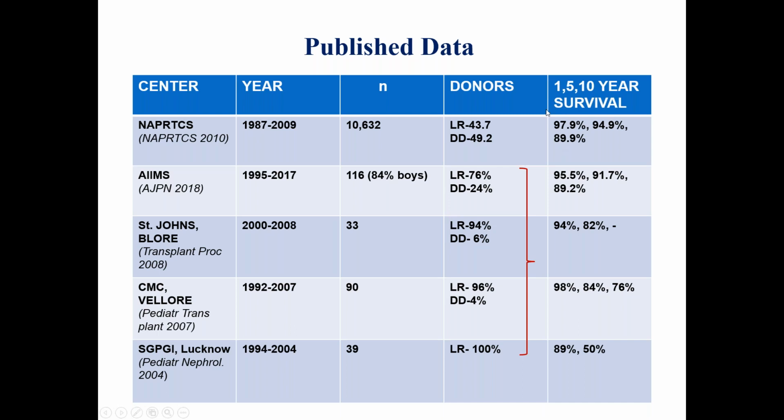But if you look at the long-term survival, that is 1 year, 5 year, and 10-year graft survivals, the numbers are similar to the Western. If you look at this, 97.9%, 94.9, 89.9, even if you look at data from AIIMS during the same period, St. John's, Bangalore, it is similar to the Western data. So the outcomes of pediatric renal transplants are good in our country also. But the only thing is that we need to have a better deceased donor program, and there has to be some financial support from the government to go ahead with organ donation in children.